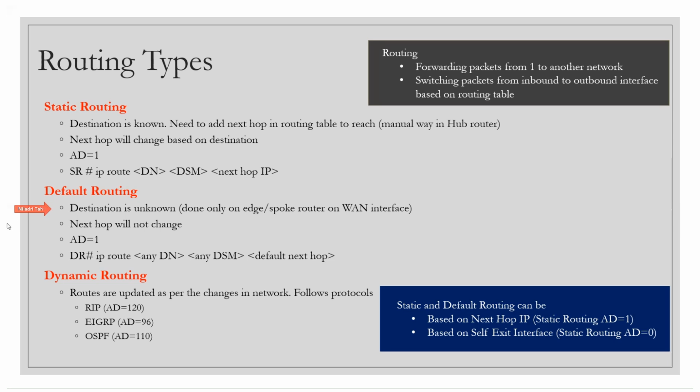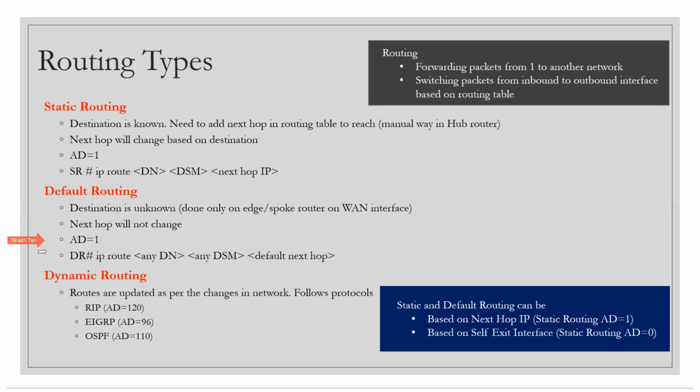Here your next hop will not change because, like I said, your destination is unknown. In static, your next hop will keep on changing. If you want to go to 20, you have to use a separate next hop IP, if you use a 10, or if you want to go to 30, you have to use a separate next hop IP. But in the case of default routing, your next hop will always remain the same. You want to go to Facebook or Twitter or Instagram or anything on the internet, you have to go through your ISP router itself. And the ISP router will always be your next hop as a constant. Here also your administrative distance is equal to 1.